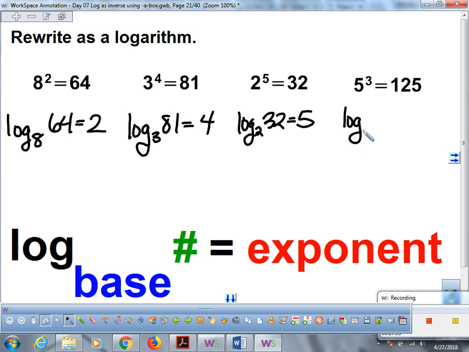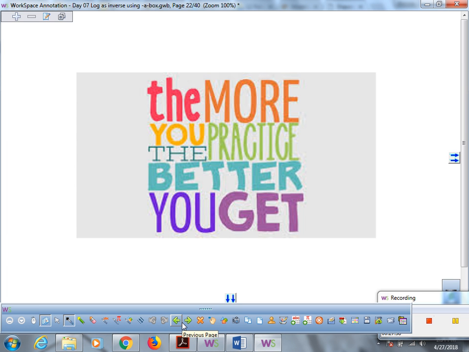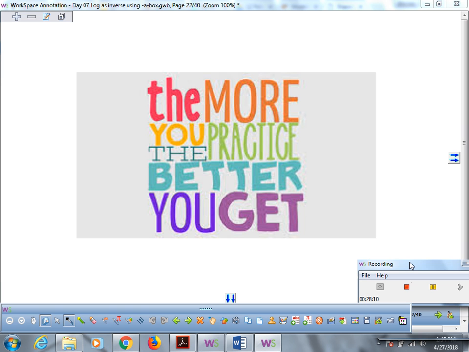So log base 5, 125 equals 3. And what are logarithms again? Exponents, right? Logarithms equal exponents. Literally. I've got it up on the board every single time. Logs equal exponents. Okay, so now we're going to practice a little bit. Should take you no longer than 5 minutes, maybe 10 at the most if you're talking. And I think I'm going to stop the recording at that. All right.